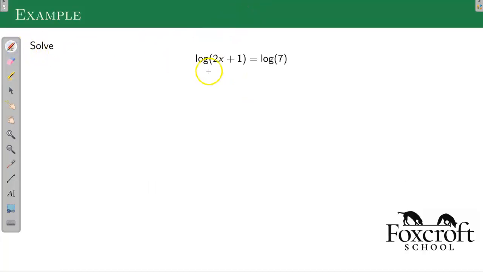All right, so how can we do this problem? Well, we have a single log, technically log base 10 when there's no number there. It's not actually important at all. We just see that they're the same logs and we ignore them. 2x plus 1 equals 7. We're going to subtract 1 from both sides, and then divide by 2 to get x by itself. So x equals 3 is our final answer.